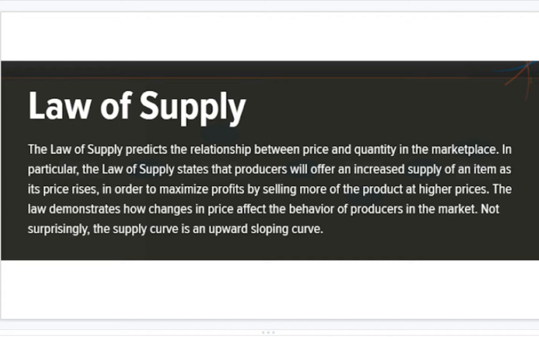In particular, the law of supply states that producers will offer an increased supply of an item as its price rises, in order to maximize profits by selling more of the product at higher prices. The law demonstrates how changes in the price affect the behavior of producers in the market. Not surprisingly, the supply curve is an upward sloping curve. So we'll look at that from the perspective of how we compare that to demand and where the two meet.